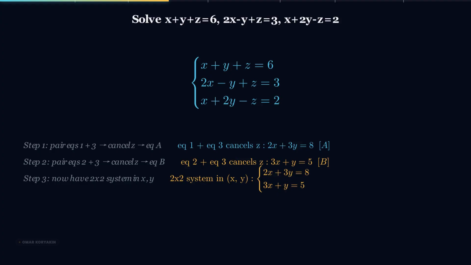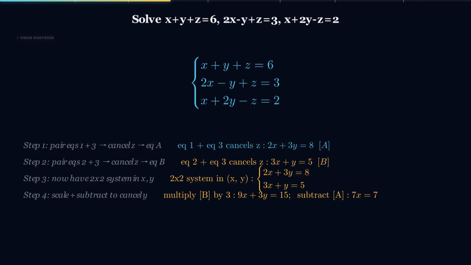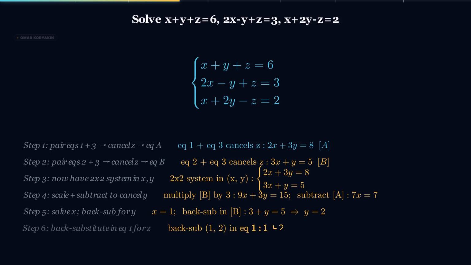So x equals 1. Back substitute x equals 1 into equation B. 3 times 1 plus y equals 5, giving y equals 2. So x equals 1 and y equals 2 are two of the three solution values. Step 5. Plug x equals 1 and y equals 2 into any original equation. Use equation 1: 1 plus 2 plus z equals 6, giving z equals 3. So z equals 3.